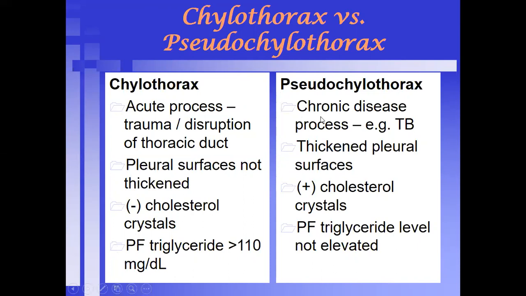So if you have a prolonged pleural effusion, such as in tuberculosis, then this can lead to pseudochylothorax with a thickening of pleural surfaces and presence of your cholesterol crystals. So obviously your pleural fluid triglyceride will not be elevated in these cases since this is not really chyle fluid.